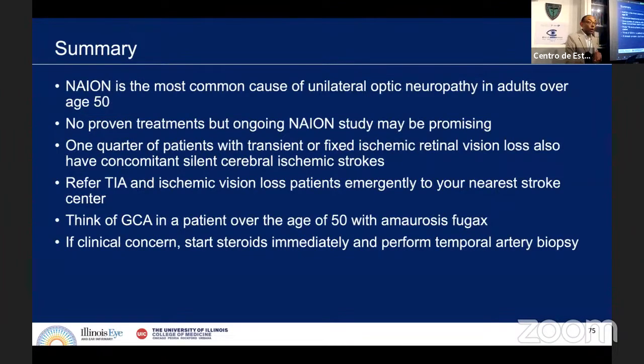So NAION is the most common cause of unilateral optic neuropathy in adults over the age of 50. Unfortunately, we just don't have a treatment. And I showed you how hard we tried to find one, and we still don't have one today. A quarter of patients with transient or fixed ischemic retinal vision loss also have cerebral infarctions, so refer those patients to the stroke center. Think of GCA in patients over the age of 50 with amaurosis, start steroids quickly and do a temporal artery biopsy, and think of tocilizumab. That's all.